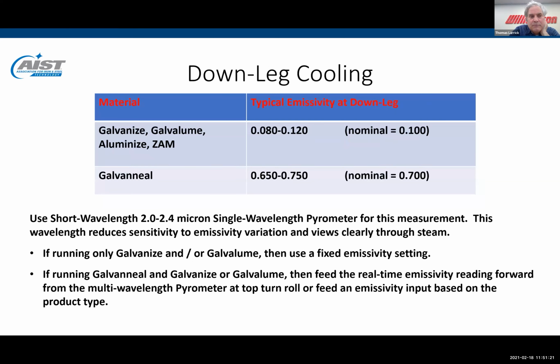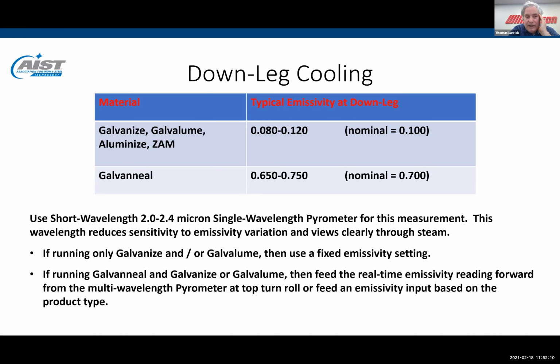And then you can use that measured emissivity value to send to your other pyrometers on the down leg. So again, on the down leg cooling, the temperatures are too low to use the multi-wavelength technology. A multi-wavelength pyrometer will not measure in the temperature range that's encountered on the down leg. But if you have a multi-wavelength pyrometer at the top turn roll, you can take the emissivity value that's calculated by that pyrometer and feed it to single wavelength pyrometers on the down leg. Or if you know when you're running galvanneal and when you're not, then you can send the right emissivity setting to the short wavelength pyrometer on the down leg, and it will automatically produce a true temperature reading.